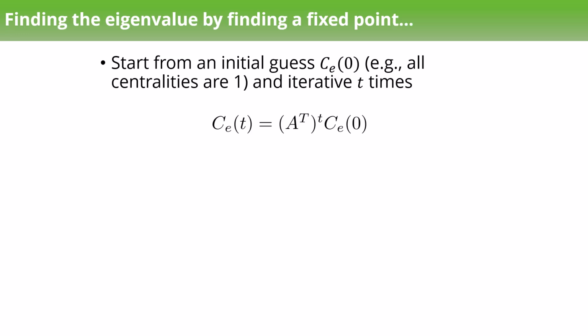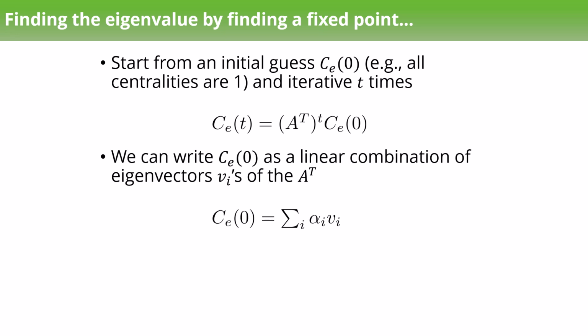So for finding the eigenvalue, instead of solving everything directly, we can use an iterative approach. Start with an initial guess, for example, give every node a central eigenvalue and repeatedly update the values. This is the power method. So the first step is the initial guess, c of 0, and we will do it for t iterations.